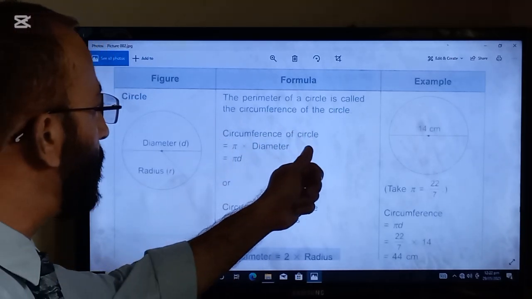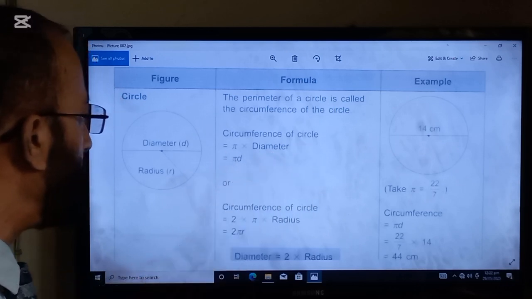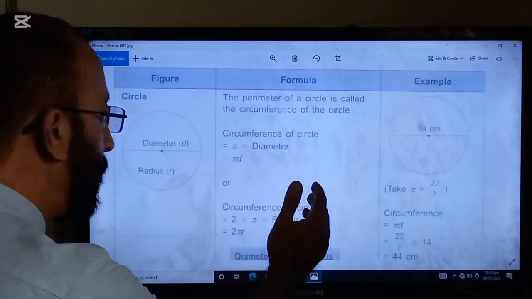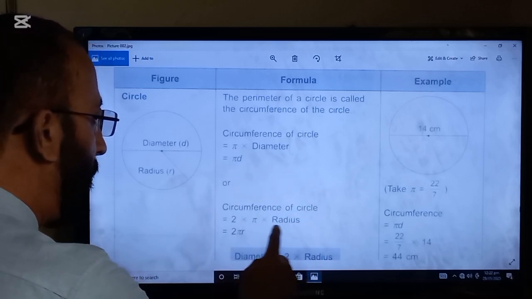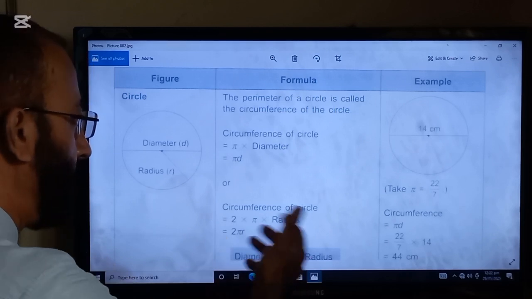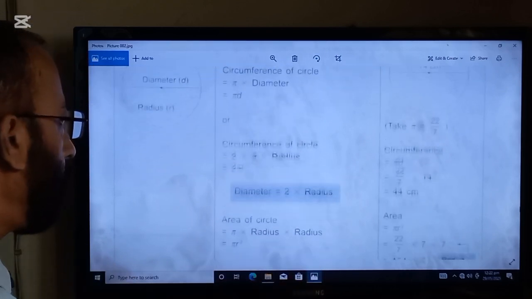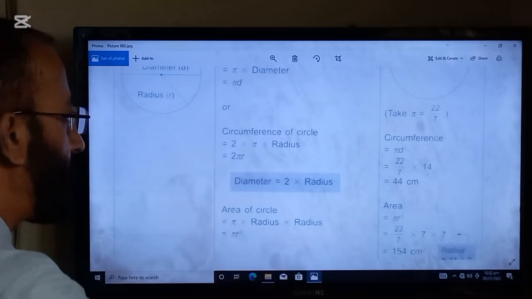And circumference formula for the circle is pi into diameter, that is pi d. Or diameter is equal to 2 times of the radius. So 2 times of the radius into pi. So 2 pi r is the other form of this formula. And area of the circle is pi r square.